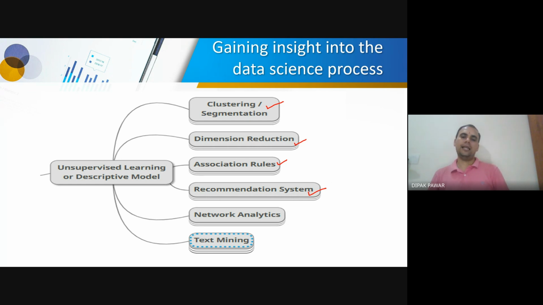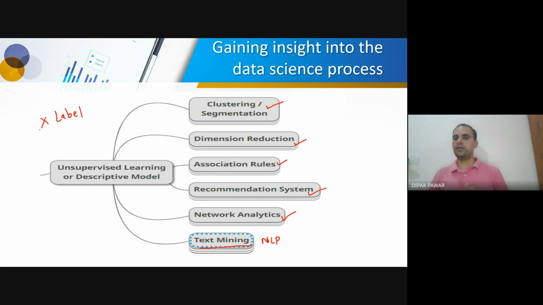Okay? And for some algorithms we require network analytics. There we are talking about graphs and trees. And next is text mining, where we deal with the NLP part, right? So we have these different techniques related to unsupervised learning. In unsupervised learning, we do not have output, or the label part is missing.